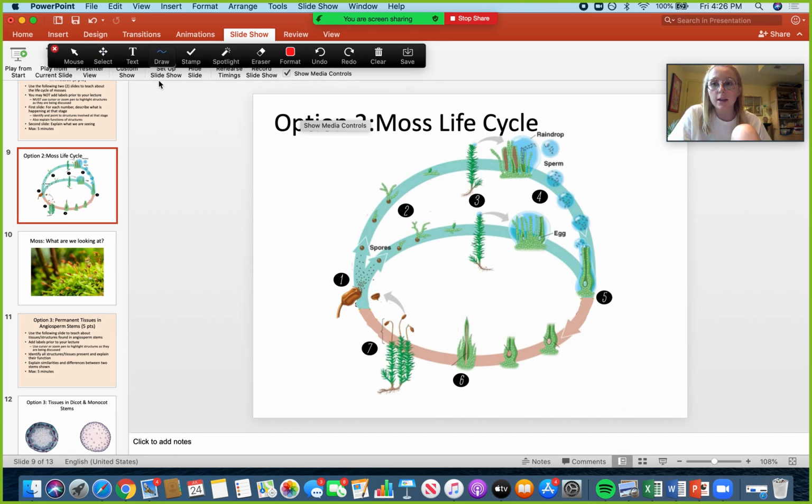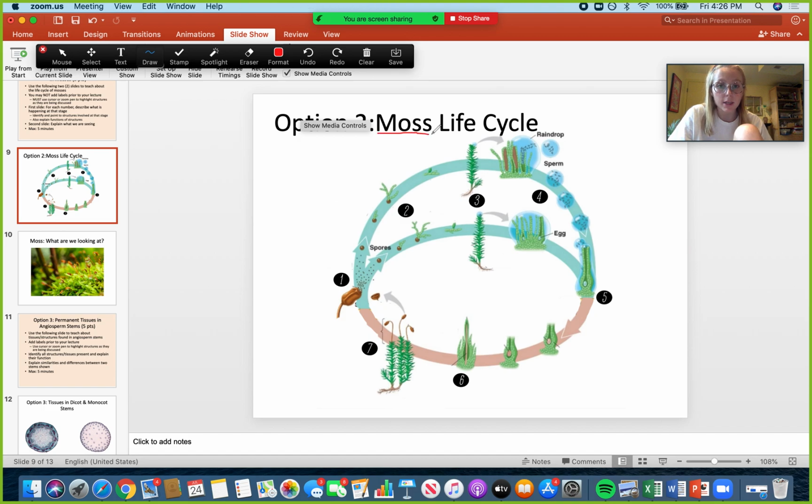So today we're going to be discussing the moss life cycle. Moss is part of the phylum Bryophyta.